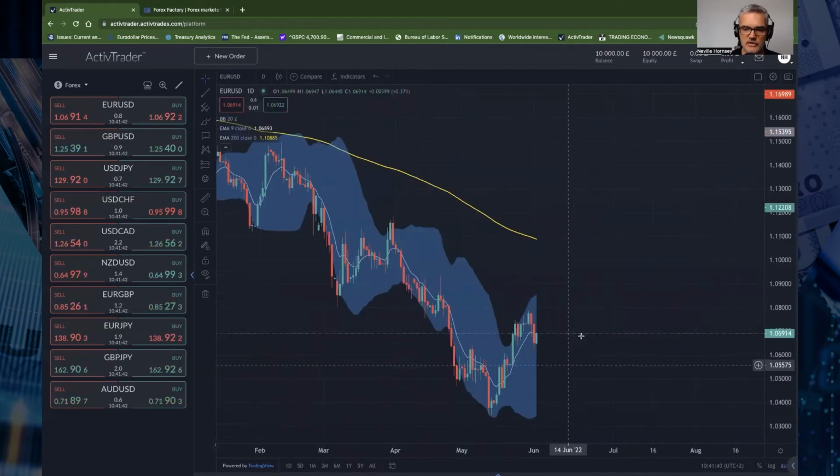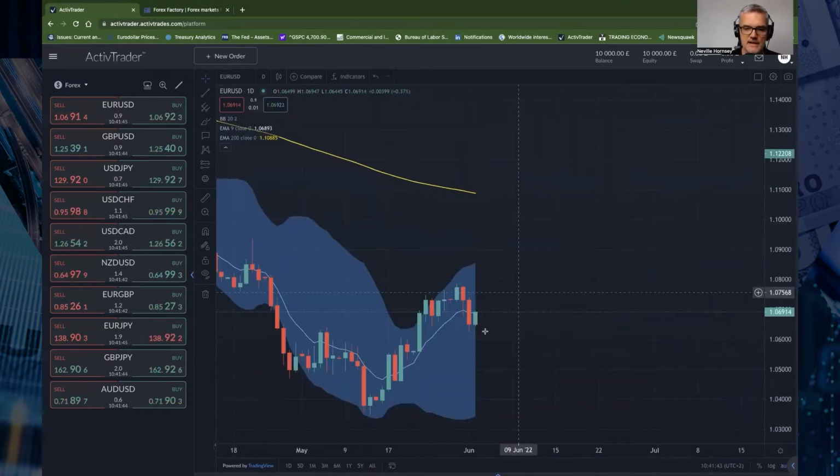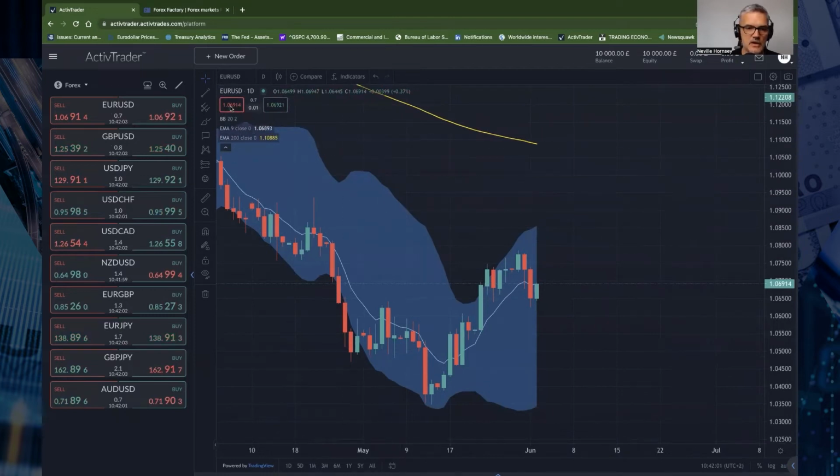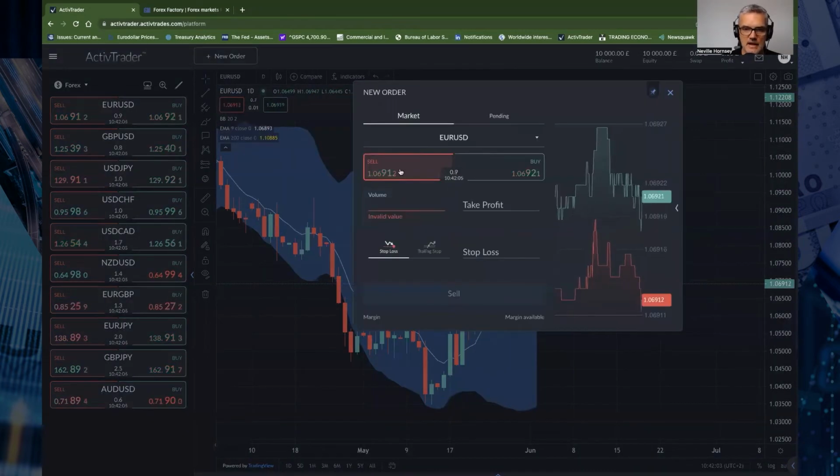So if we were to go to current day, we can see that here we've got a close back above the Bollinger Band. We had the price action and momentum is below the 200-period moving average. We had yesterday a trigger to go short. So I'm actually going to create a sell now. So if we go here, click on the red there. So that's setting up for a sell.